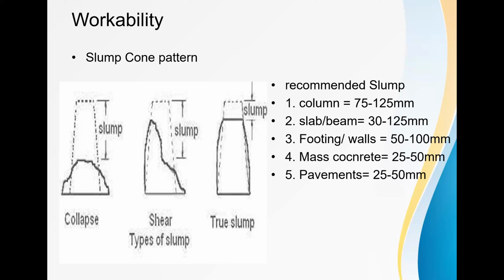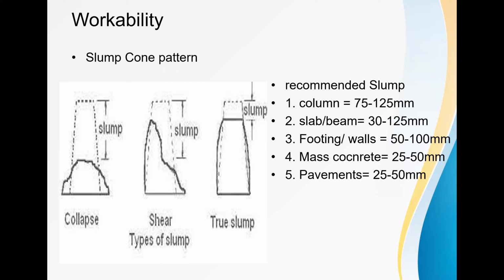Sometimes the concrete may shear off. That is called a shear slump. And as soon as we remove the slump cone, if it fully collapses, that is called a collapse slump. Then there are certain recommended slumps as per the IS code. Let's see one by one.